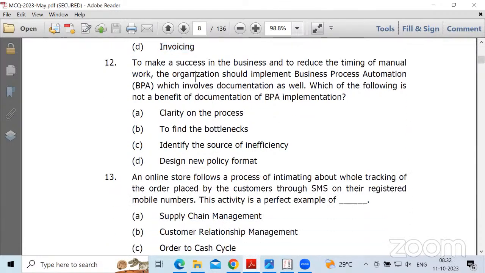To make success in the business and reduce the timing of manpower, the organization should implement business process automation, which involves documentation as well. Which of the following is not a benefit of the documentation of BPA? If BPA documentation is not done, what is not a benefit? Clarity on the business process, to find bottlenecks, to identify source of inefficiency, design a new policy format.